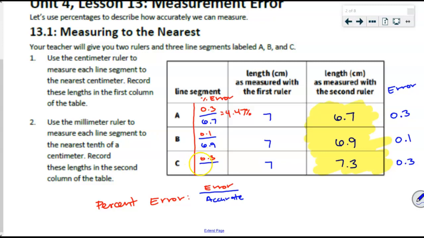Okay, who has the percent error for B? What is that percent error for B? Joshua. 1.37%, right? Yep, 1.37%. And for part C, 0.3 divided by 7.3, the accurate measurement. What did we get here? Liv?